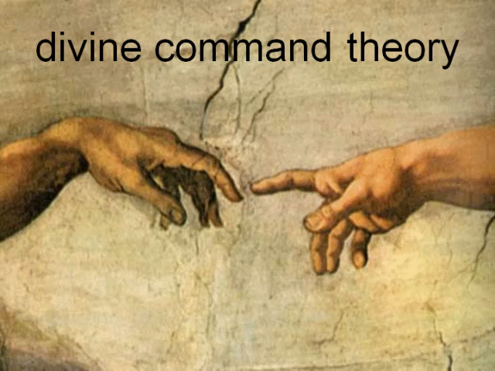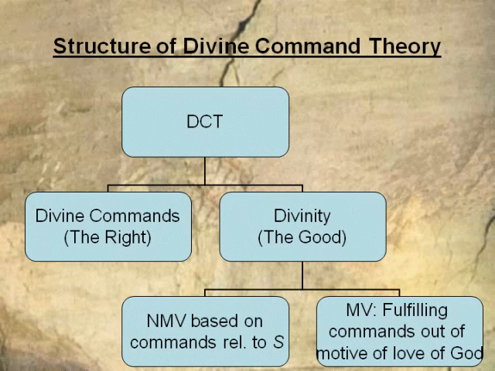Now, divine command theory is perhaps the most general form of religious-based ethics. So let's take a look at the structure of it. Our theory of the right is going to primarily relate to divine commands. That is, that God is going to be the sole entity that gives us moral action. That is, that God says things are right or that things are wrong. And that God is the only way how things can be defined as right or wrong.